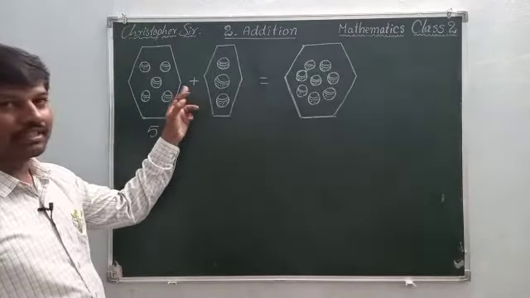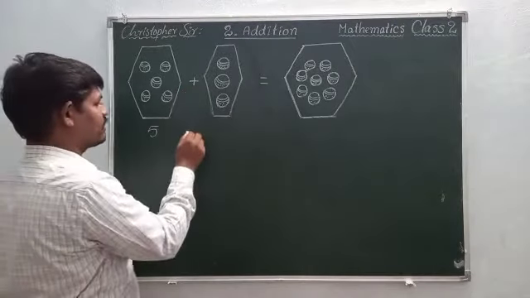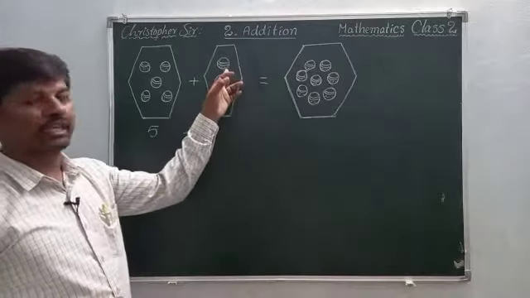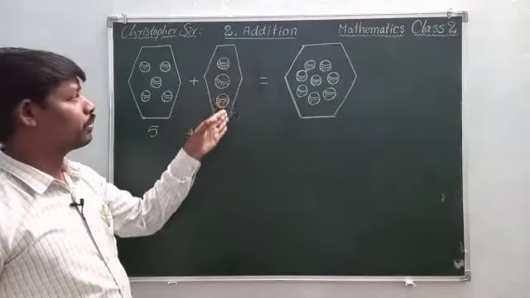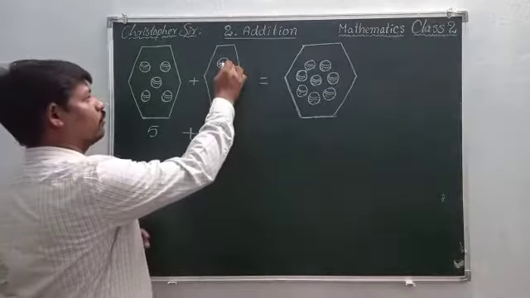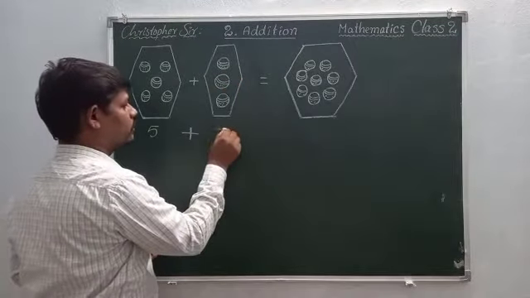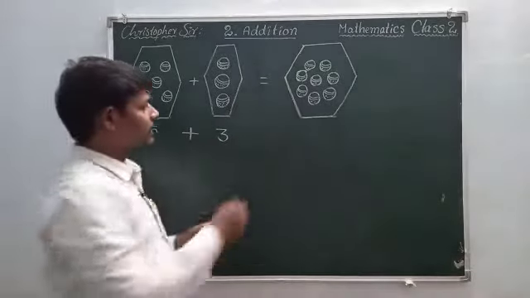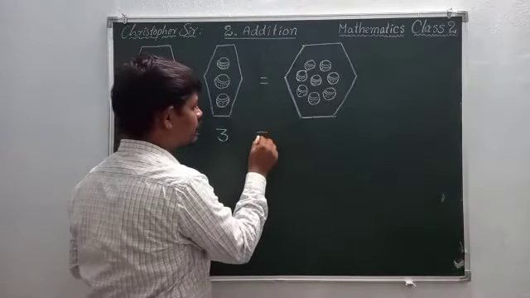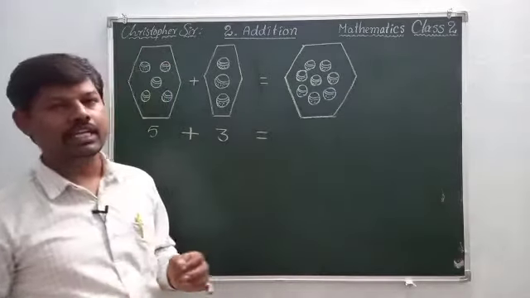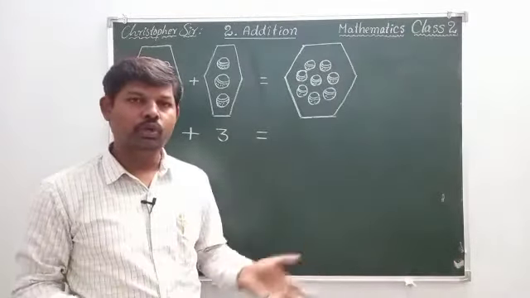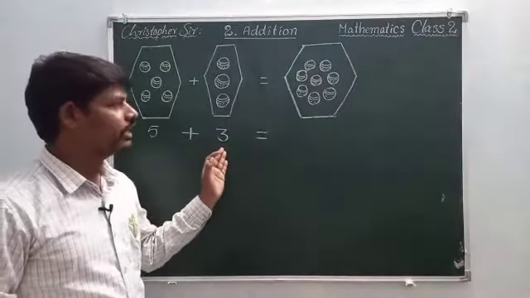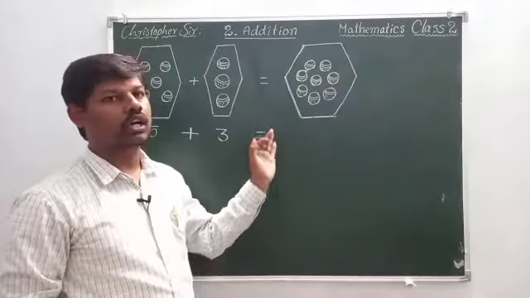Plus. What is this? We read this symbol as plus. And here we have another number of parts. Let us count this. How many? 1, 2, 3. 3. Let us write here. Is equal to. We have to read this symbol as is equal to. 5 plus 3 is equal to how many?